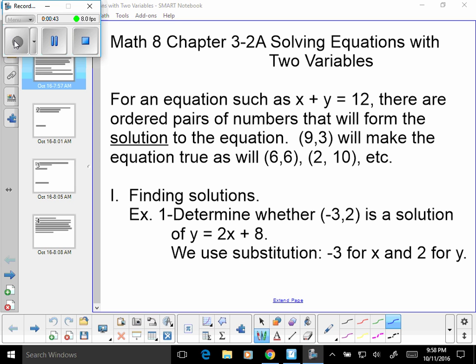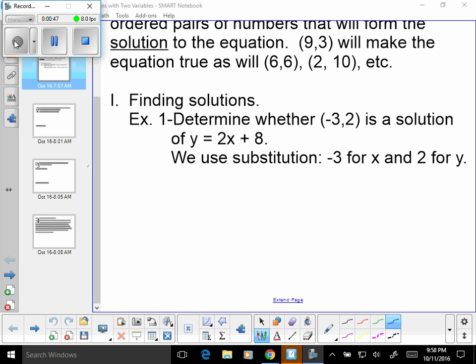In the first part of the lesson, we will be finding solutions and determining whether or not a point is really a solution for an equation. In example 1, we will determine whether (-3, 2) is a solution of the equation y equals 2x plus 8. We are going to use substitution.